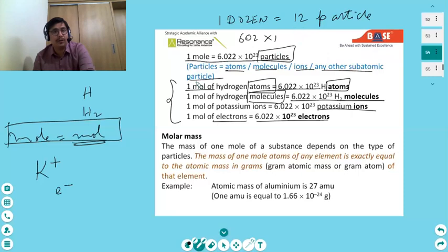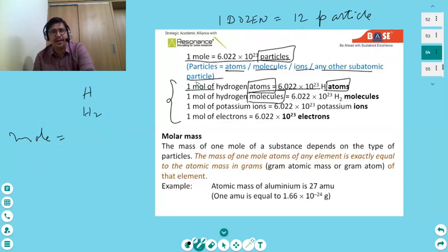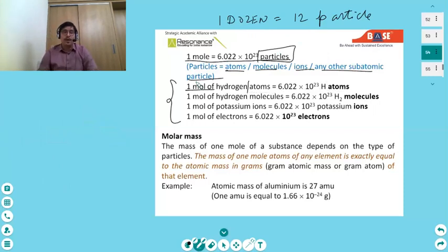So Avogadro number was named after an Italian scientist, Mr. Amedeo Avogadro, but the name was coined by John Perrin in 1909. After giving you the basics of mole concept and Avogadro number, let's move into molar mass.